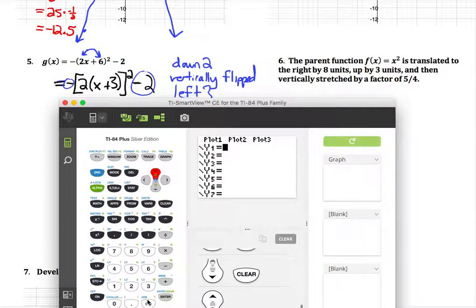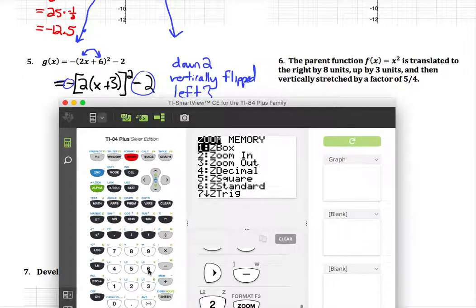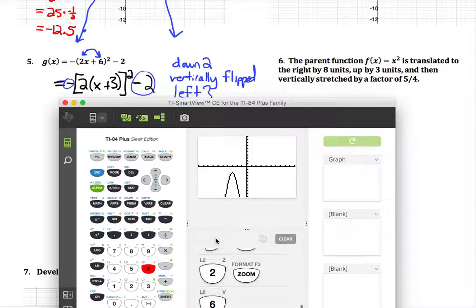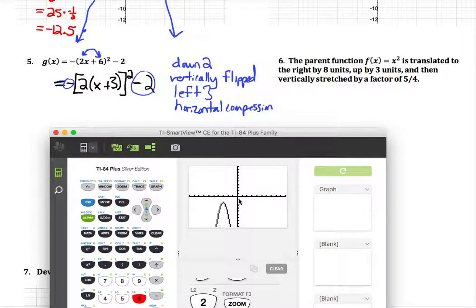So I'm going to go negative, using my small negative for something in front, and punch in 2x plus 6 quantity squared minus 2. Okay, I'm going to hit zoom 6, and there is my graph. So let's see if it did what we expected. Well, it's down 2, looks like that. It looks like it's flipped over, that's clear. It looks like it's left by 3, right?